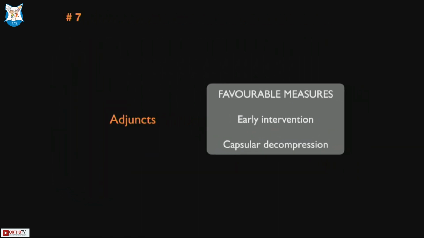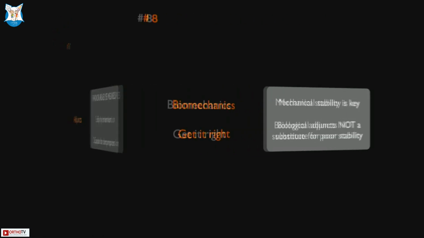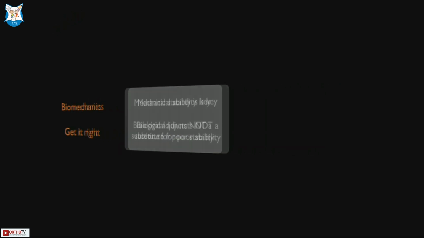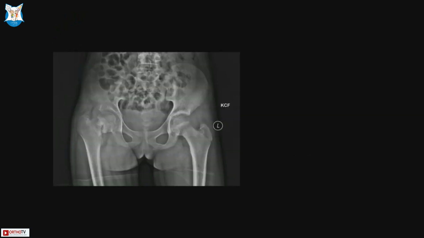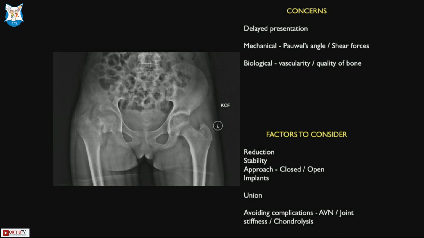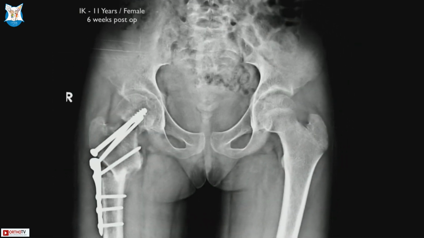Favorable measures: I talked about capsular decompression and early intervention. Get the biomechanics right. The Rishikesh resident, I liked her presentation quite well, because mechanical stability is the key, even in late presenting fractures. Biological adjuncts are not a substitute for poor stability. When they have late presenting fractures like this, you have a lot of issues, which she alluded to in her presentation. Make sure that you get your mechanics right.